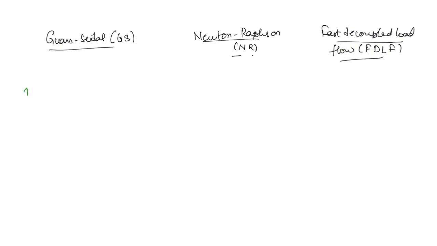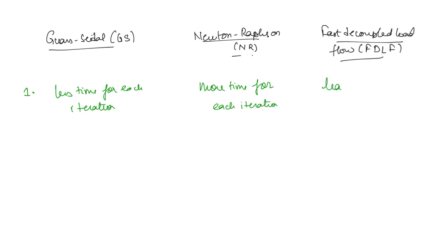The first one is the time required for each iteration. Okay, we are talking about not the number of iterations but the time required for one iteration. Okay, so the Gauss-Seidel method, it is going to take less time for each iteration, whereas Newton-Raphson is going to take more time for each iteration. The fast decoupled method, it is going to take the least time.